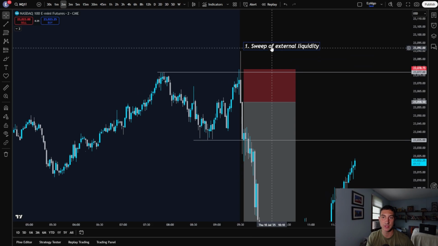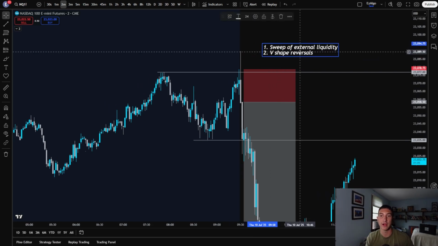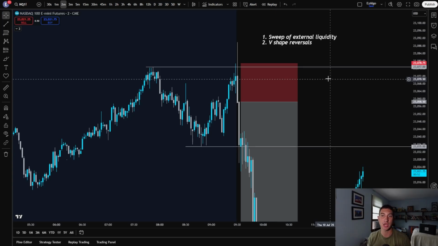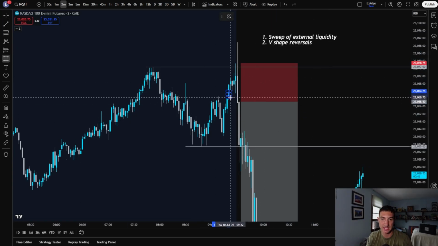The second way you want to use this trading system is to look for those V-shaped reversals. Even with our indicator, you will still need to look for these very obvious V-shaped reversals. You're not taking any inverse fair value gap. So what I mean by V-shaped reversal is a very fast inverse of that, in this case, bullish fair value gap.